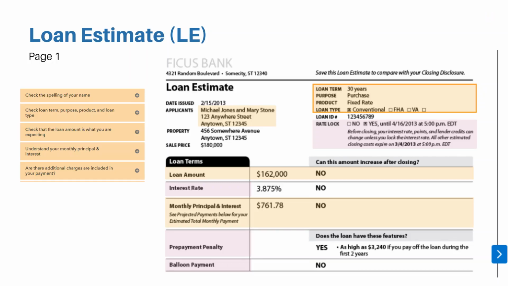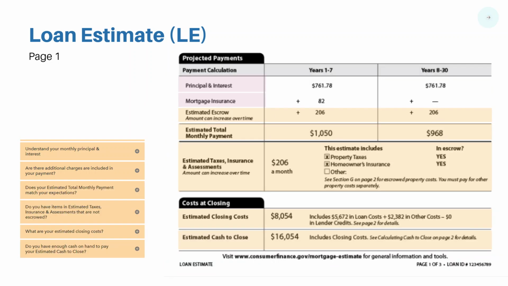Now going down under the terms section, we verify our loan amount, the interest rate, and then the monthly principal and interest. It will also reflect if there's a prepayment penalty or balloon. In most cases, loans these days do not have either of these scenarios, but it's a good idea to check just to make sure the lender didn't sneak something in.